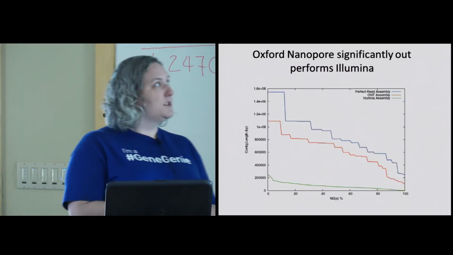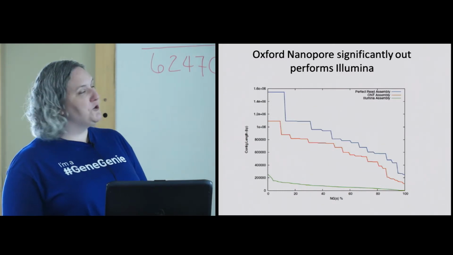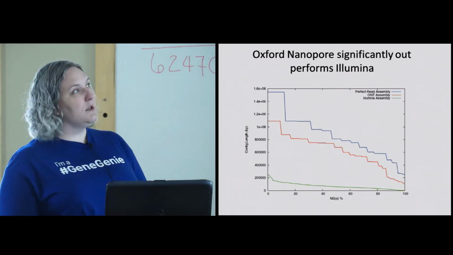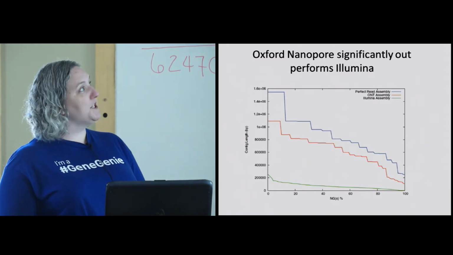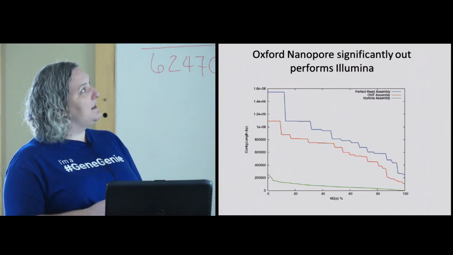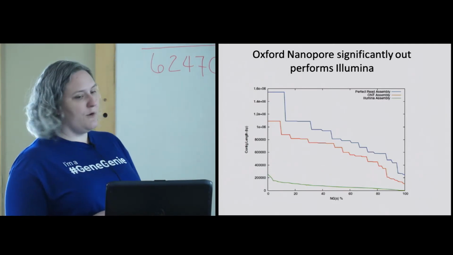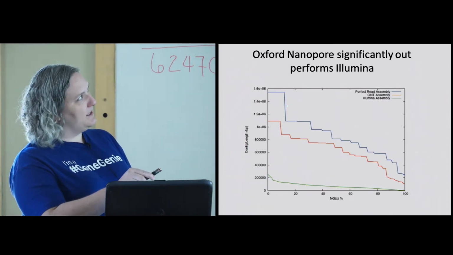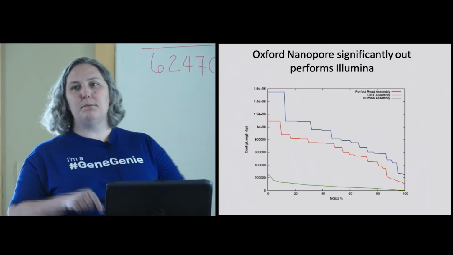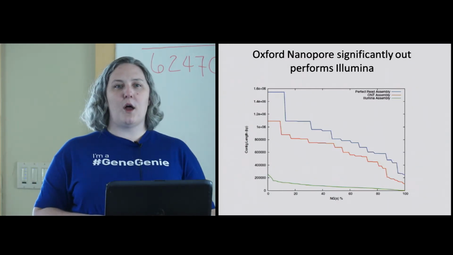All right. So from that study that I just brought up, which was looking at a yeast genome assembled and corrected as well from Oxford Nanopore data, we can see that the Oxford Nanopore significantly outperforms Illumina data. If we look at the perfect assembly, this is because this yeast strain has been sequenced a million times, and we are very confident of its sequence.